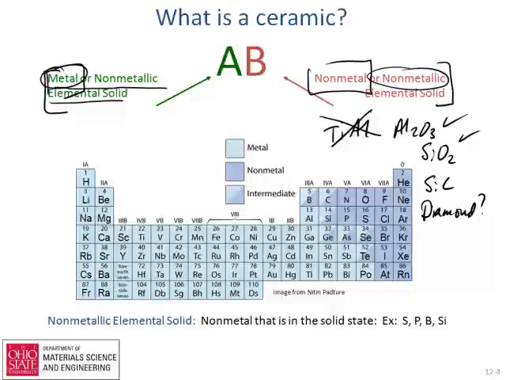Okay, so that's our basic definition of a ceramic. They are compounds, and they're compounds that include non-metals. If it's something like copper aluminum or iron aluminum, those are things we call intermetallics if they're all metal.